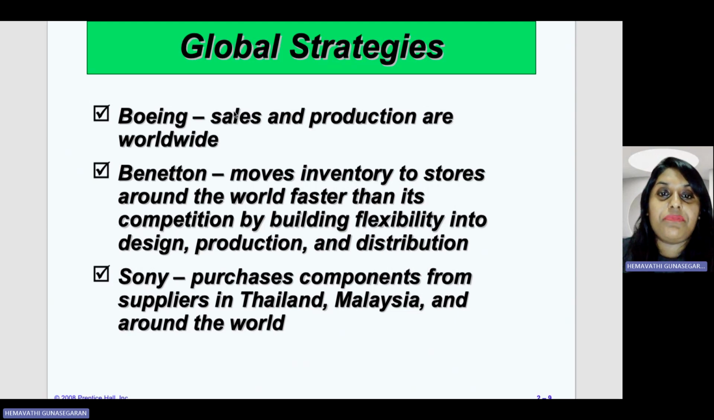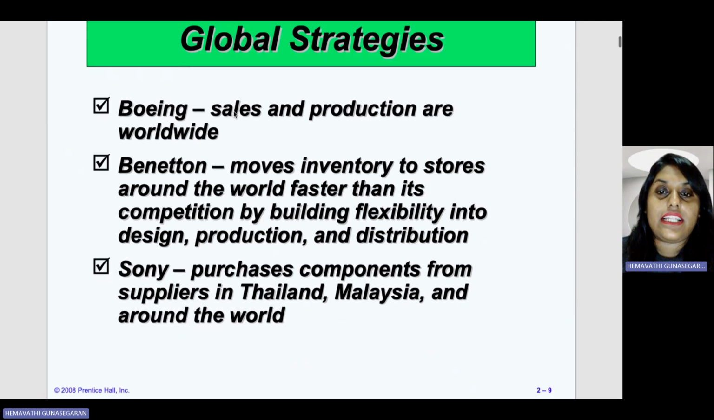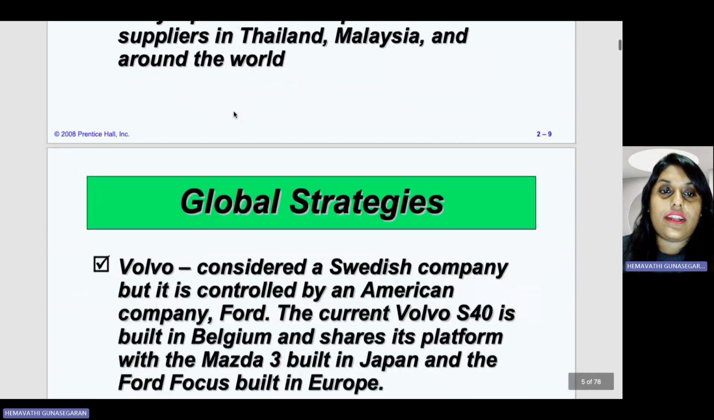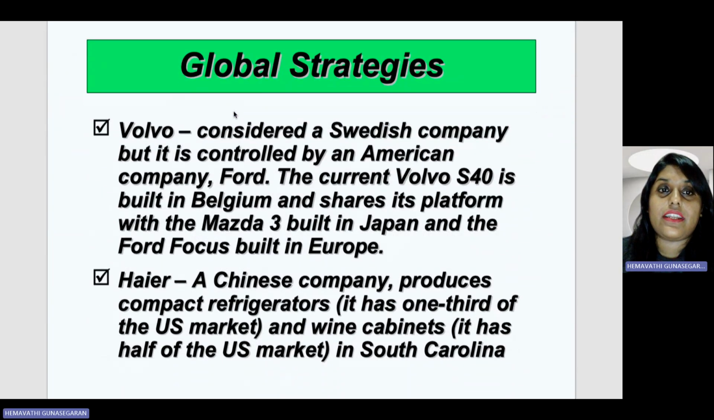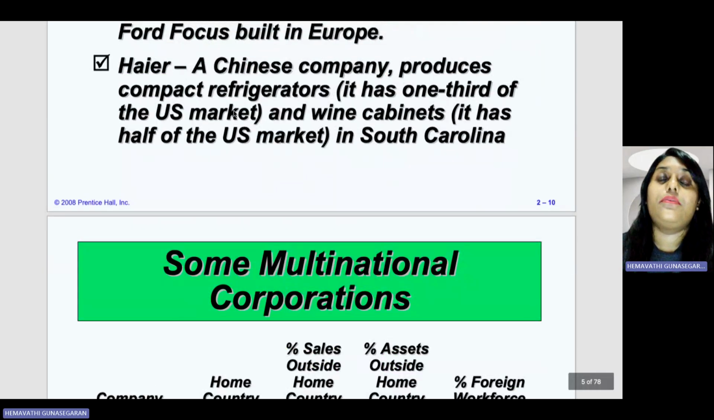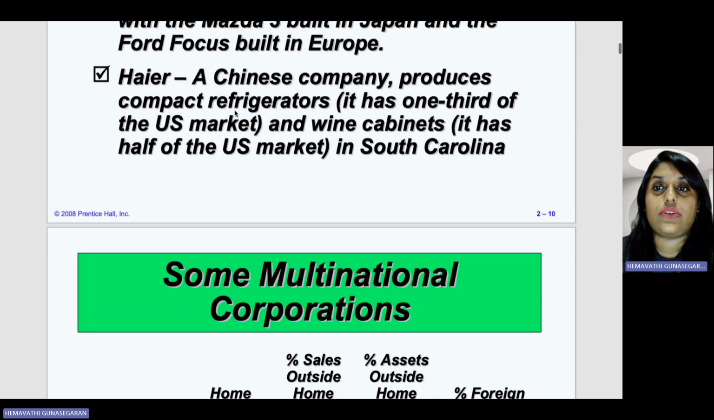And then we have Sony, which purchases components from suppliers in Thailand, Malaysia, and around the world. And then we have Volvo, considered a Swedish company, but it's controlled by an American company, Ford. The current Volvo S40 is built in Belgium and shares its platform with the Mazda 3 built in Japan and the Ford Focus built in Europe. And then we have Haier. Most of you might have a Haier refrigerator, right? It is a Chinese company that produces compact refrigerators. It has one third of the US market, and for wine cabinets it has half of the US market in South Carolina.